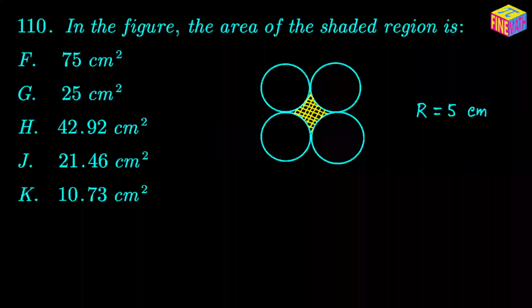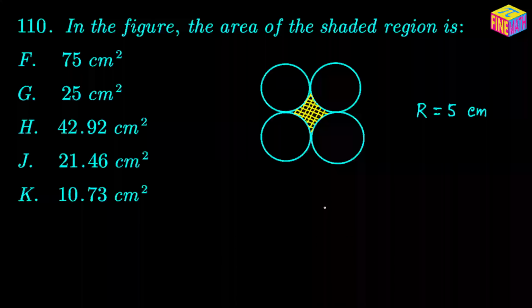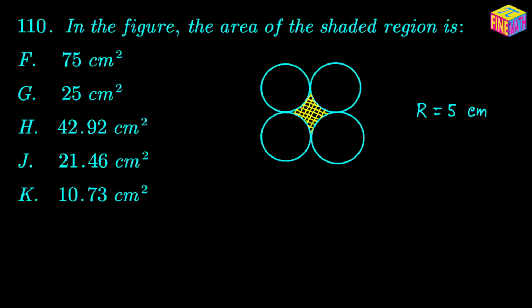So let's get started. Here the question says, in the figure, the area of the shaded region is which of the following 5 options? Here we have a diagram with 4 identical circles, meaning they all have the same radius of 5 centimeters, and they are stacked in a symmetrical way, vertically up and down. And the area enclosed between the 4 circles, shaded in yellow, is what we have to find.